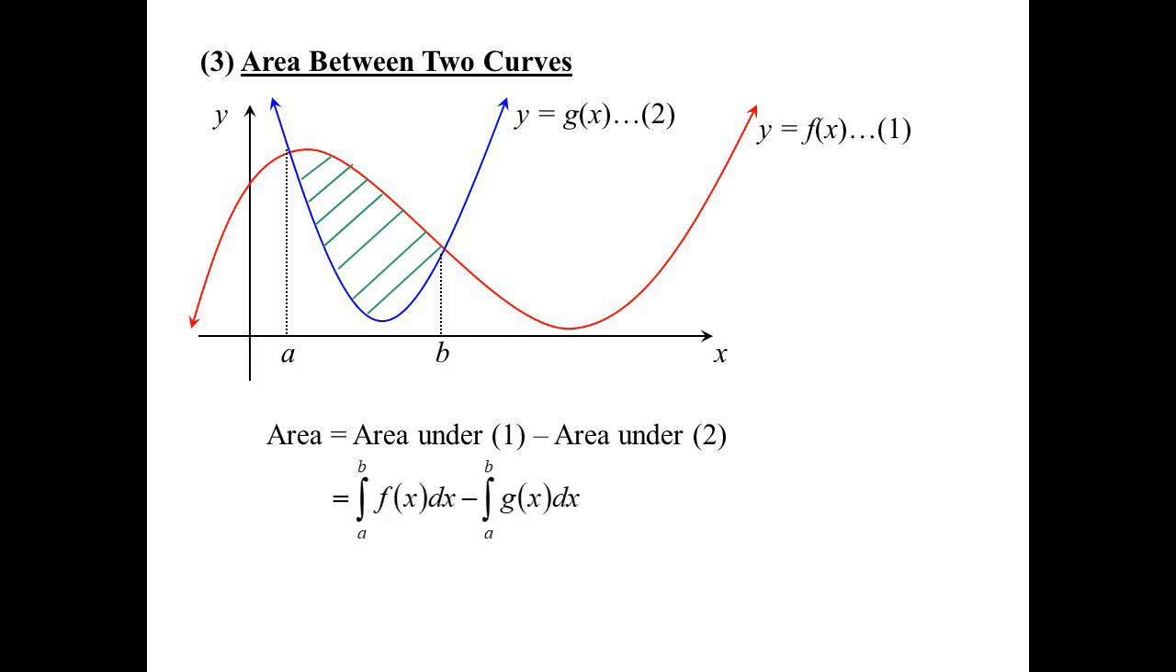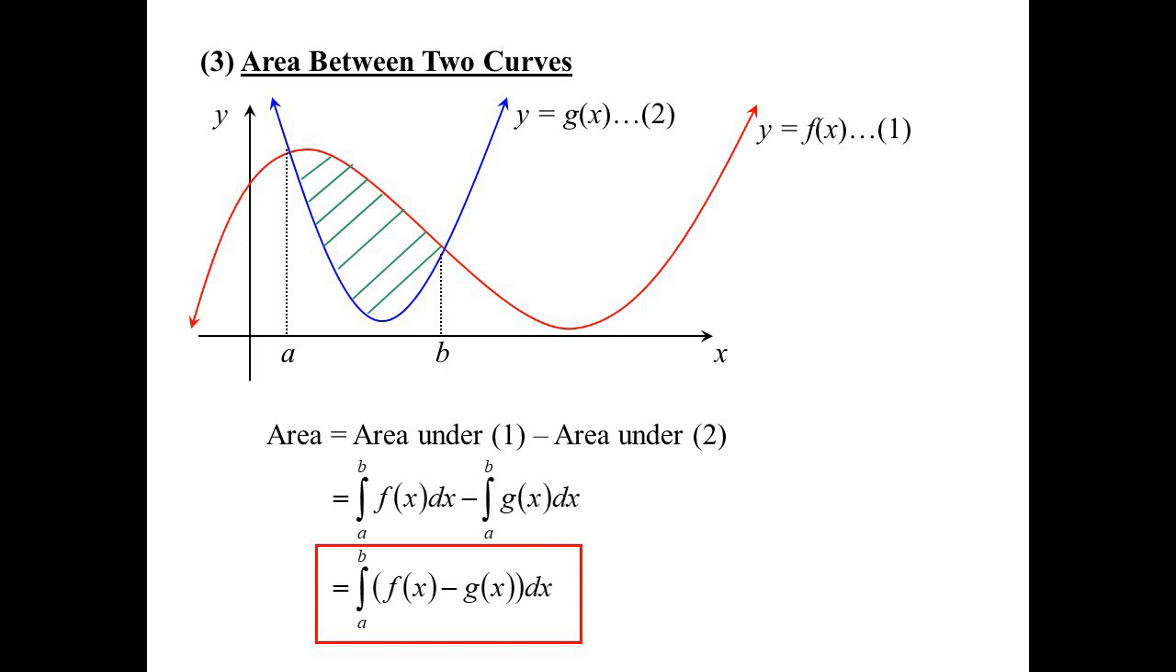I've got the two integrals, they're both going from a to b, the limits are the same, so I can combine that into one integral. So I simply do that subtraction. The top function minus the bottom function, whichever one's on top minus whichever one's on bottom, that's what I've got to integrate. So it's very useful to know which one's on top and which one's on bottom.